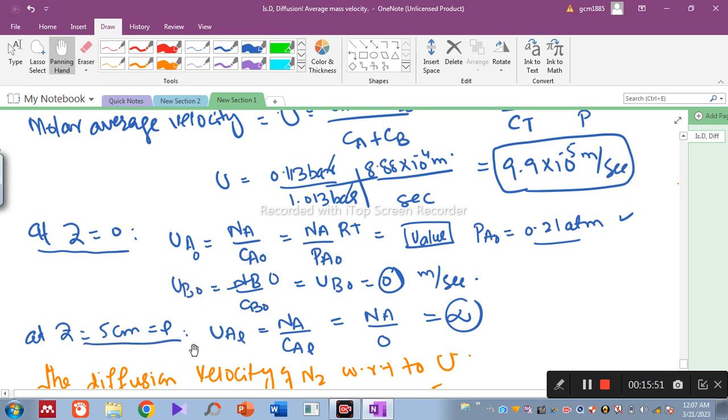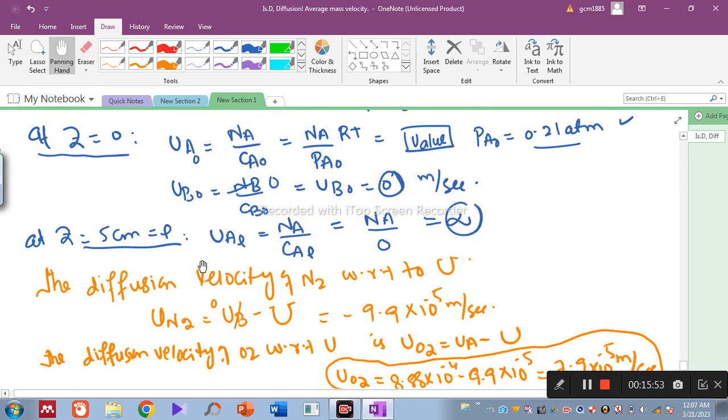At the bottom of the diffusion path, the velocity of component A will be very high, because the absorption rate of oxygen at the bottom of the diffusion path is very high, as we know that PL is equal to 0. PL equal to 0 means that CL is equal to 0, so the velocity of oxygen at the bottom will be very high, equal to infinity.